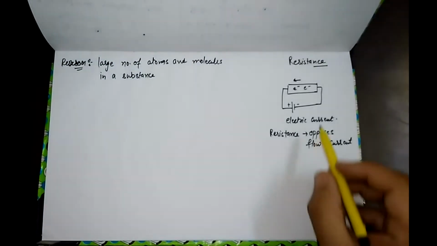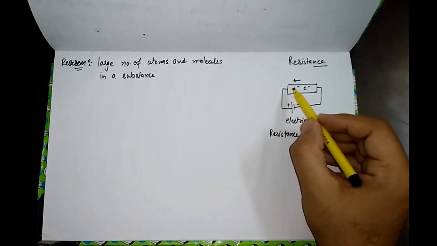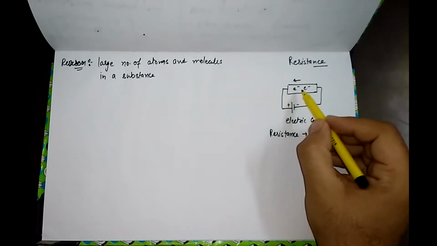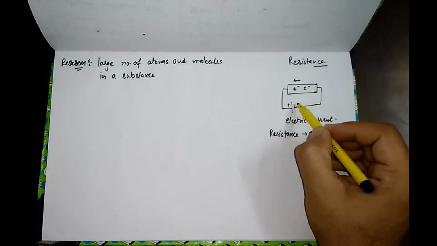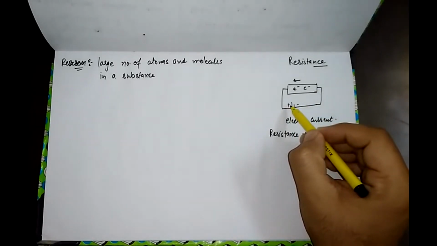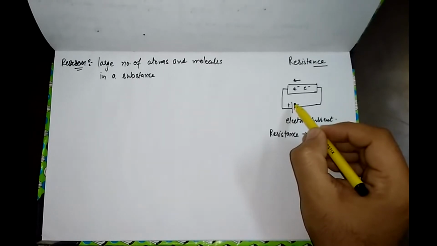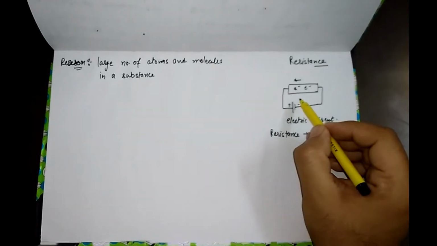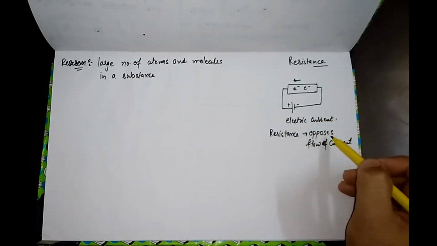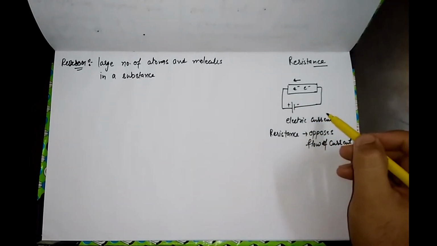When electrons start moving, as I told earlier, a substance is not made up of a single atom, it is made up of million trillions of atoms. When electrons start moving in a substance from one terminal end to another terminal end, the electrons while moving collide with these atoms and molecules, which offer opposition to the flow of electric current.